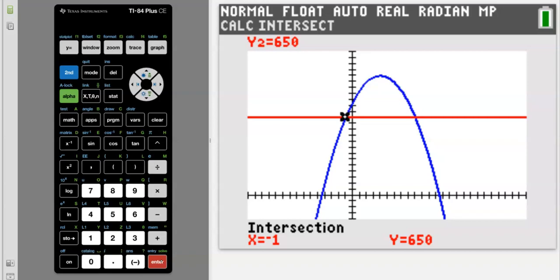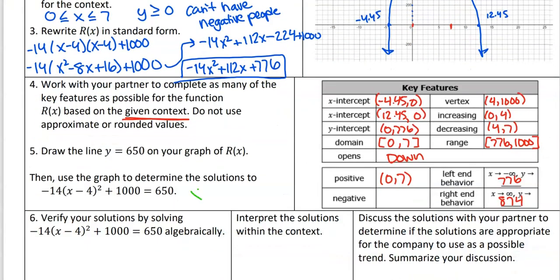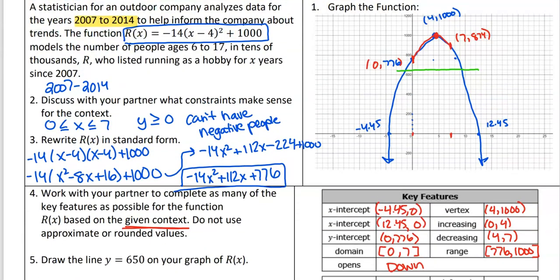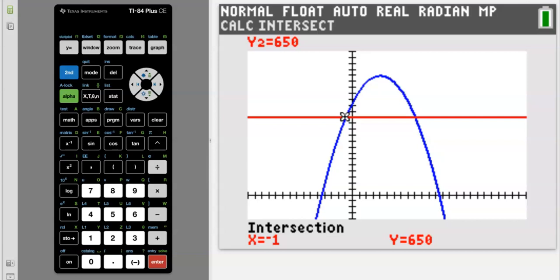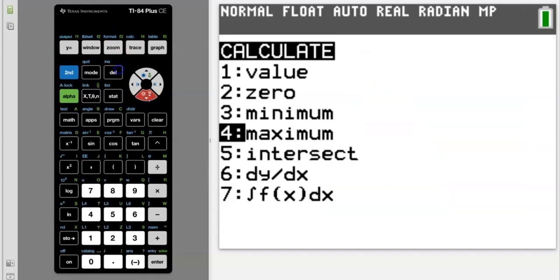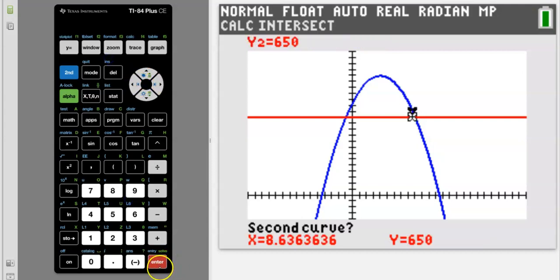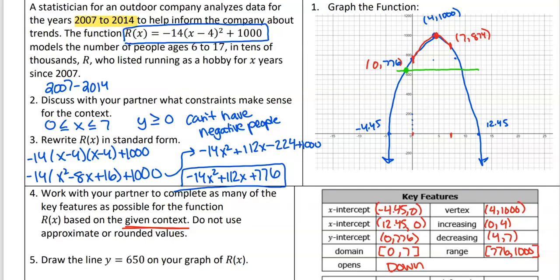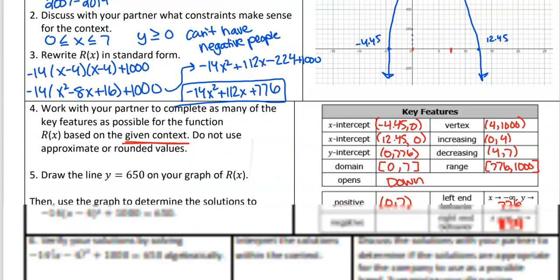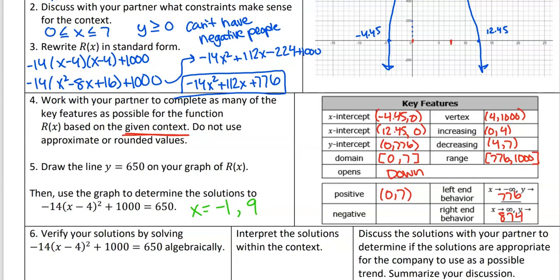Exactly. So one of my solutions is -1. To get our other one, second trace, go down to intersect, push enter. Now I want the other one, so I'm going to move my cursor over. There we go, over here. Push enter. It jumps to the red. I'm going to push enter again. Do I want it to guess? Yes, I do. My other one is 9. Those are nice, pretty numbers. 9 and 650. So you have x equals -1 and x equals 9.